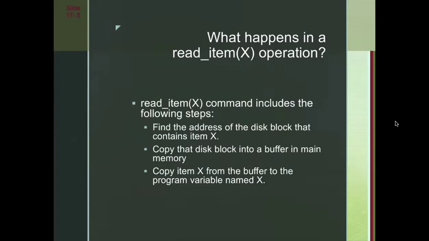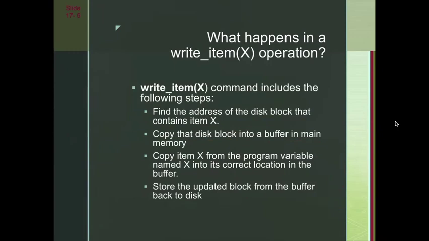During the read item operation, these are the things which can happen. First of all, the item X that we want to read is stored in the database, so the first step is to find the address of the disk block where data item X is stored. Next, because the program cannot directly access the data in the disk block on the hard disk, that block is copied into a buffer in main memory, because your program can only access data in main memory. Then from the buffer in main memory, it is transferred to the variable in your program called X. This is how the read operation occurs.